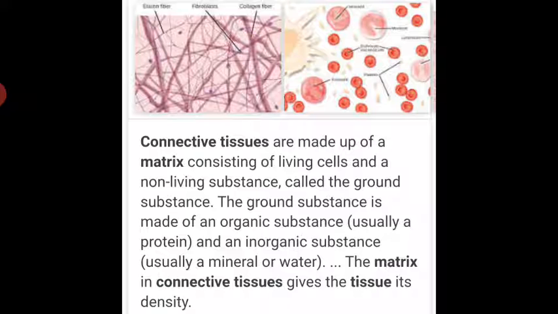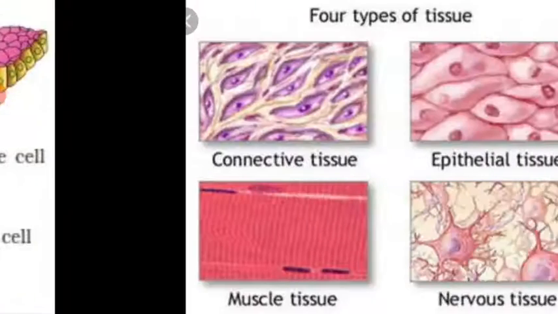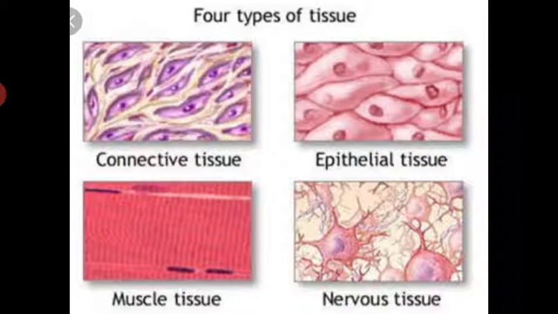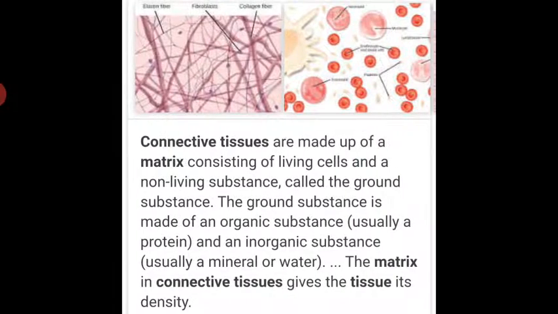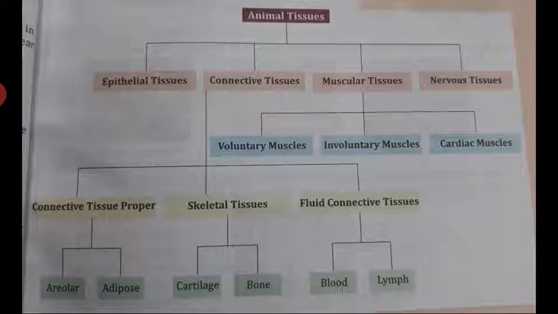Now, on the basis of structure and function, connective tissues are of the following types. As I told you, connective tissues are further divided into three different types: connective tissue proper, skeletal tissues, and fluid connective tissues. My dear students, in the next class we'll be learning about these different types of connective tissues.